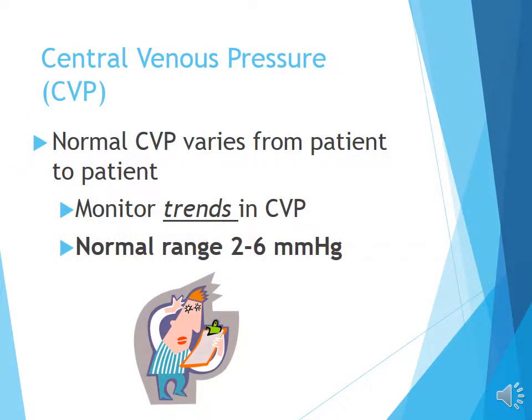Normal CVP in a healthy person is 2 to 6 millimeters of mercury, but it's more important to monitor the trends in CVP. Your CVP can vary from patient to patient depending on their age, condition, and what's going on with them. So if your patient has consistently been at a CVP of 8 and stable, that might be normal for them. Don't be alarmed if it's a little bit out of that 2 to 6 range, if that is normal for your patient. You want to look more at whether they were at 8 and now they're at 16. So look for trends and changes.